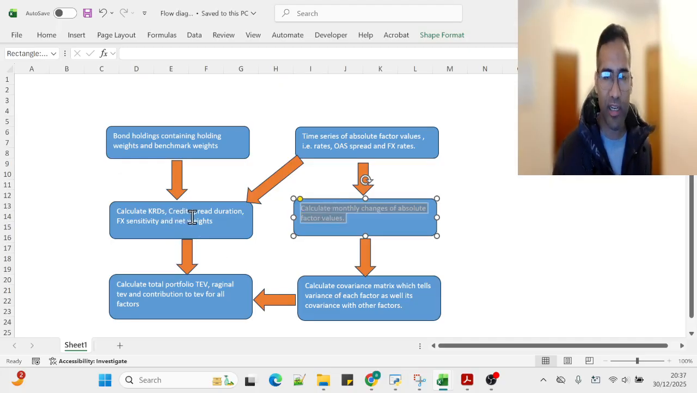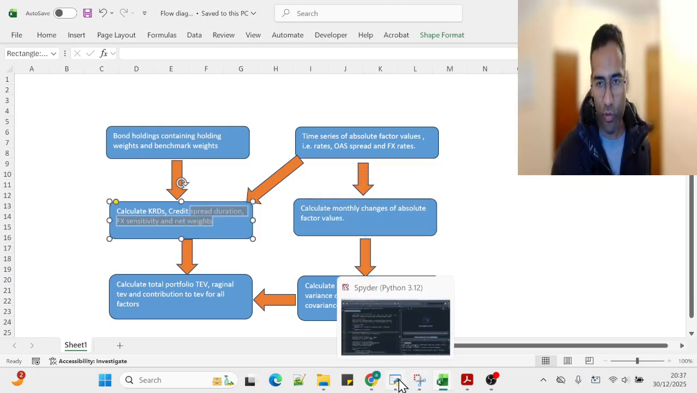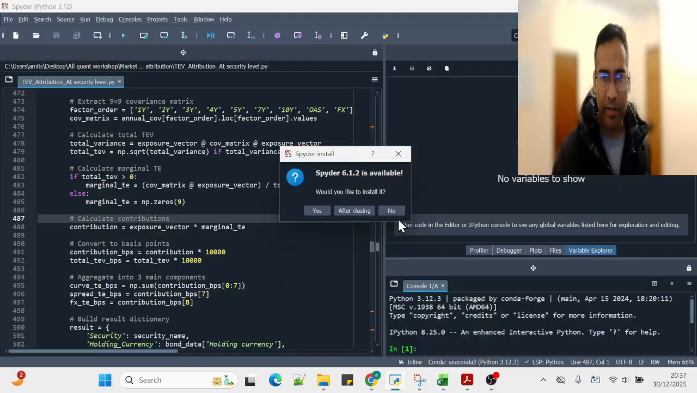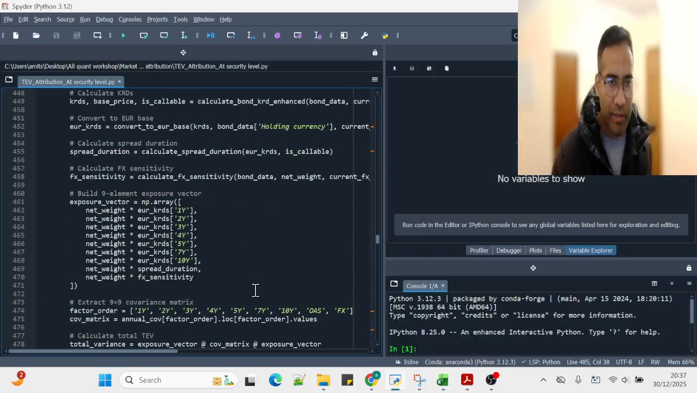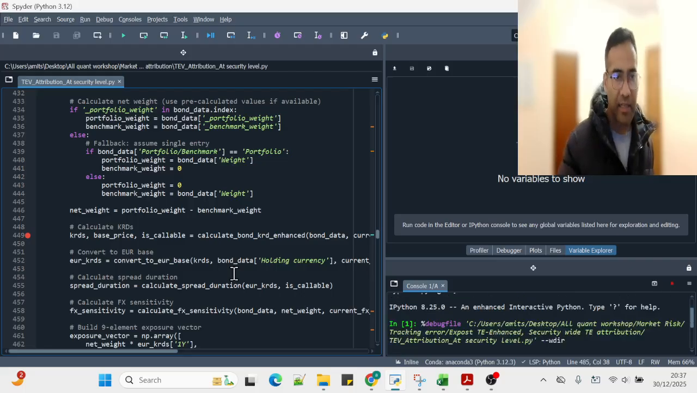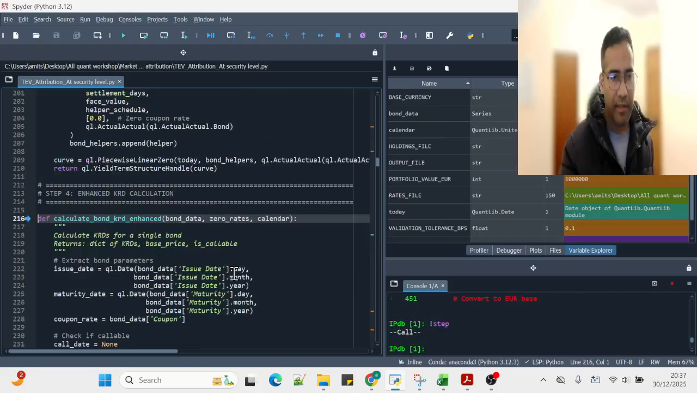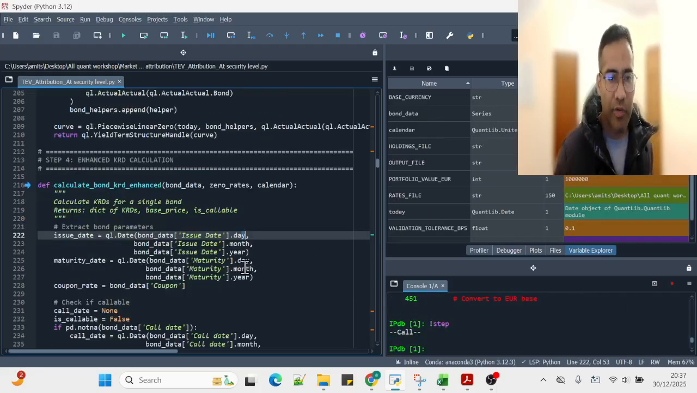Then I calculated KRDs and credit spread. So I wanted to show you how I did that. This is supposed to be a very simple exercise. Let's try to see how I calculated KRD. It would make sense. Let's go inside. How did I do that?